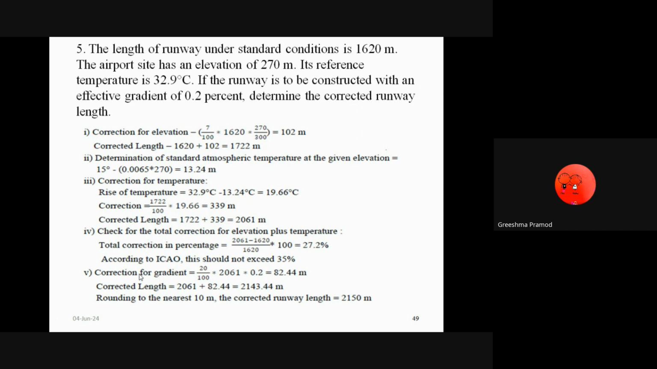Okay, so ICAO means International Civil Aviation Organization. It recommends that the basic runway length should be increased at the rate of 7% for every 300-meter rise in elevation above the mean sea level. Okay, so 7 by 100 into the basic runway length, which is given, into the elevation divided by 300.